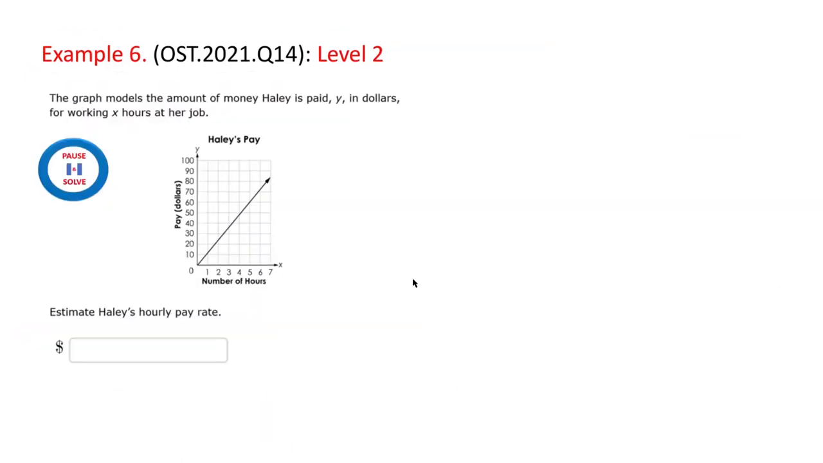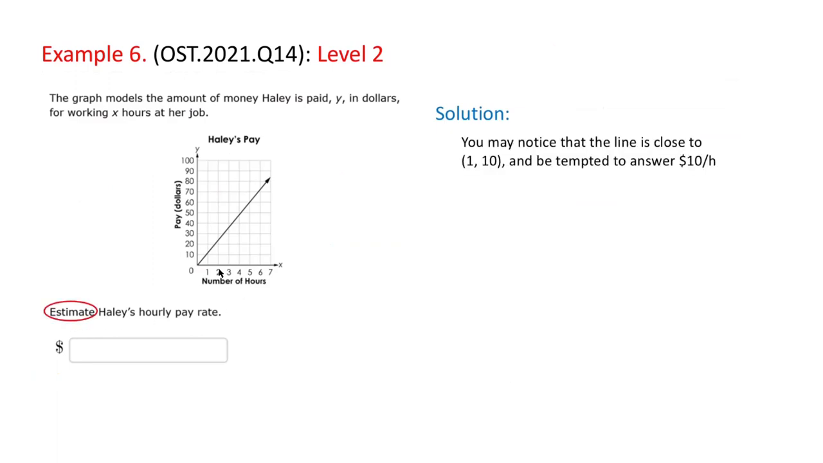Example number 6, the graph models the amount of money Haley is paid, y in dollars, for working x hours at the job. So you look at that here, and see, there's here the word estimate, which means it's not going to be an accurate answer, an estimation. So what happened is, if you look at the graph, you are tempted to say that 10 is on the graph or close to the graph, and you would answer $10 per hour, and that is not right.